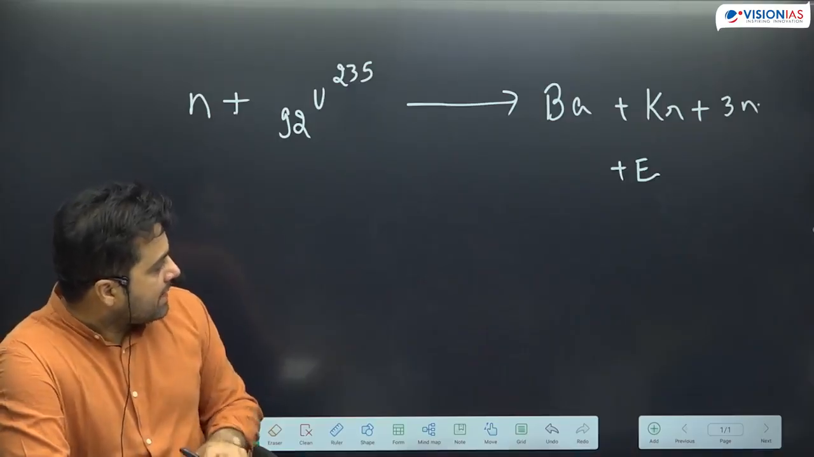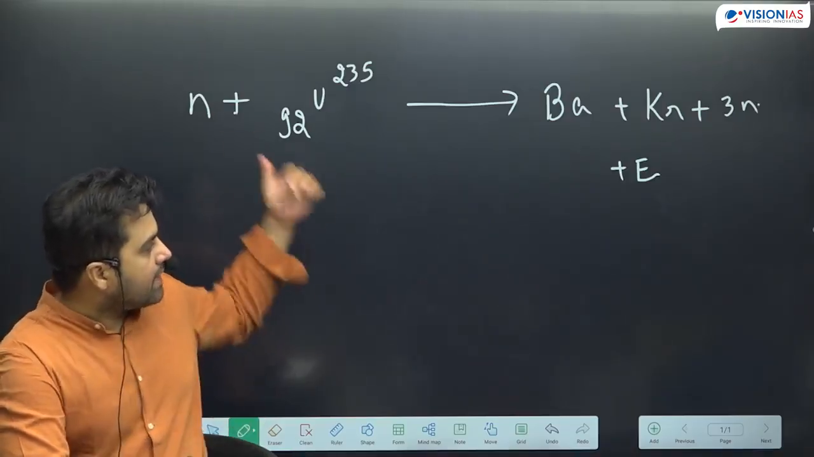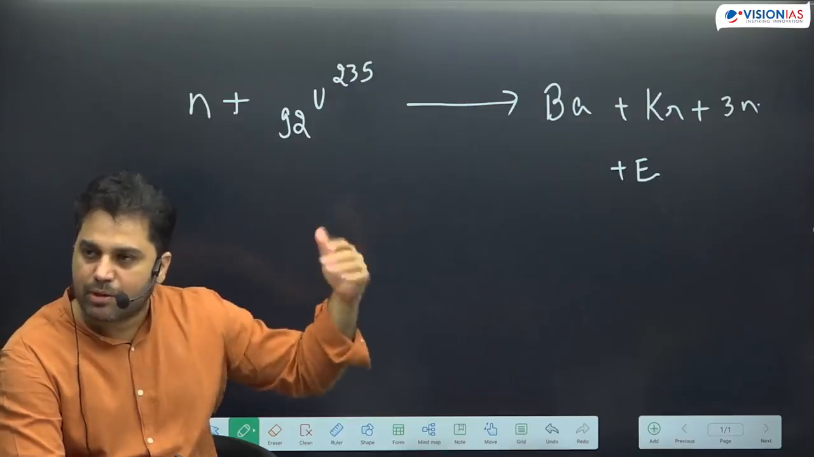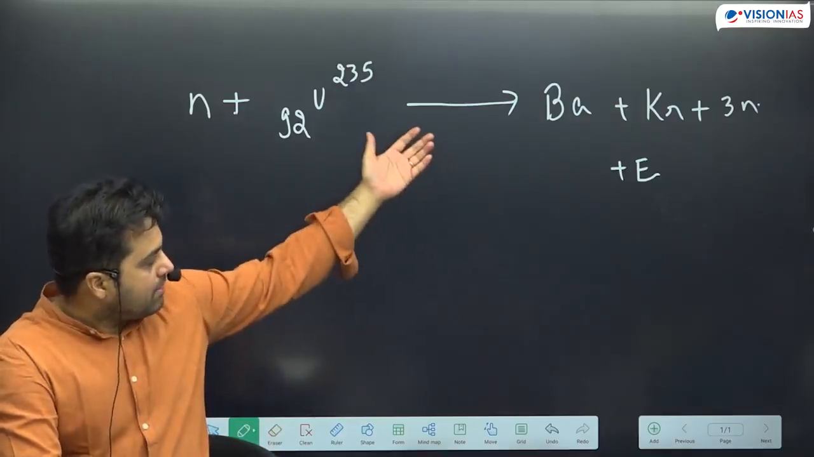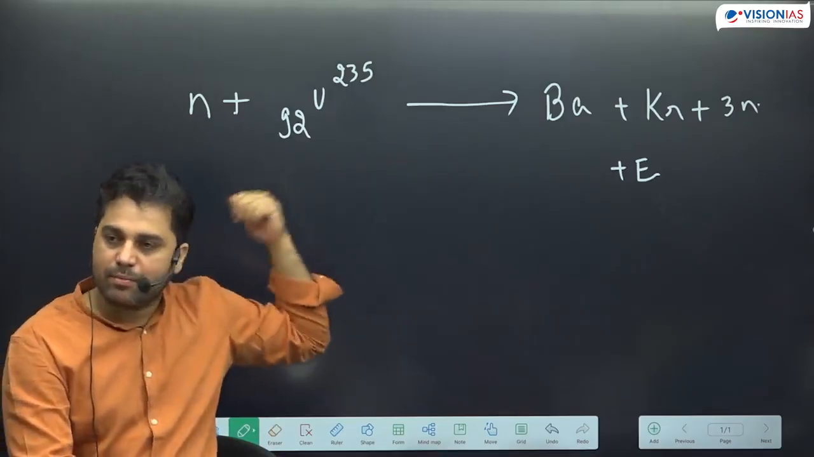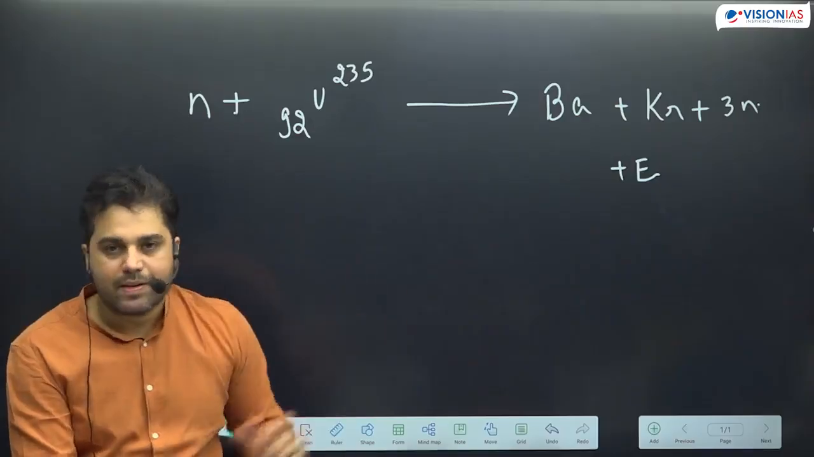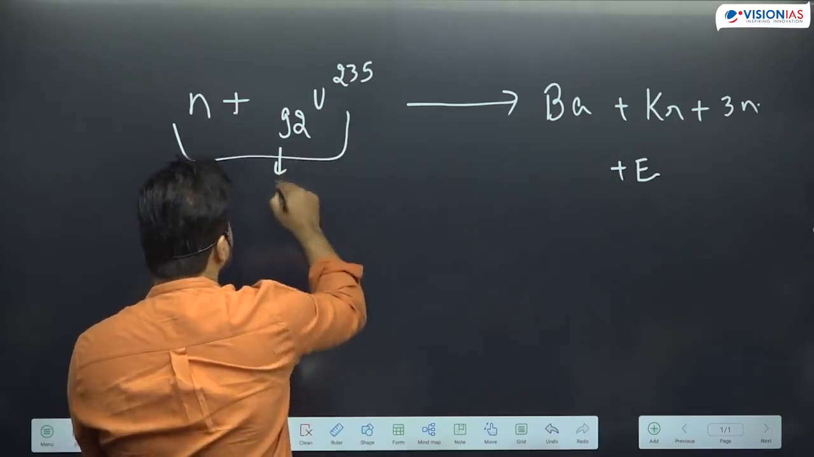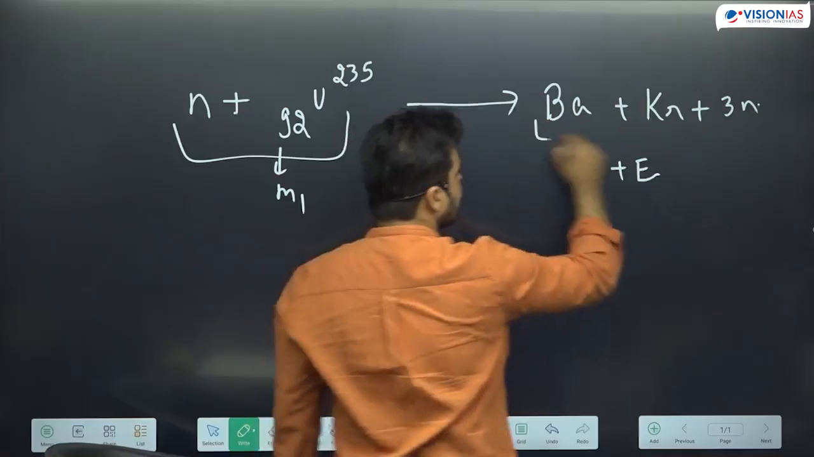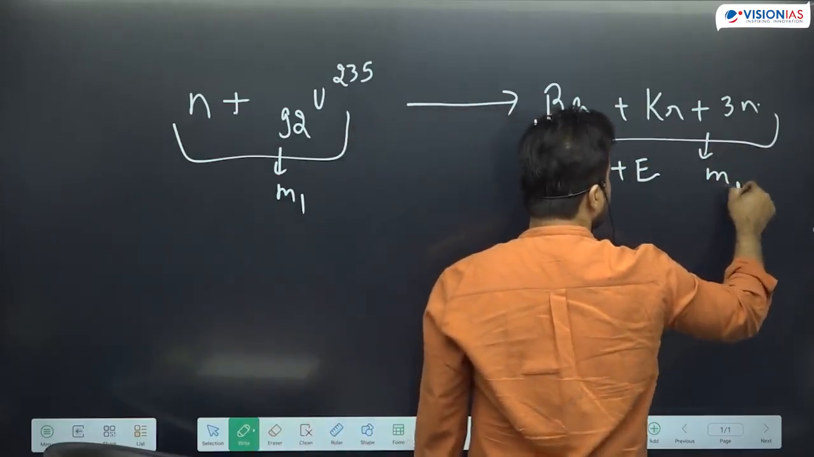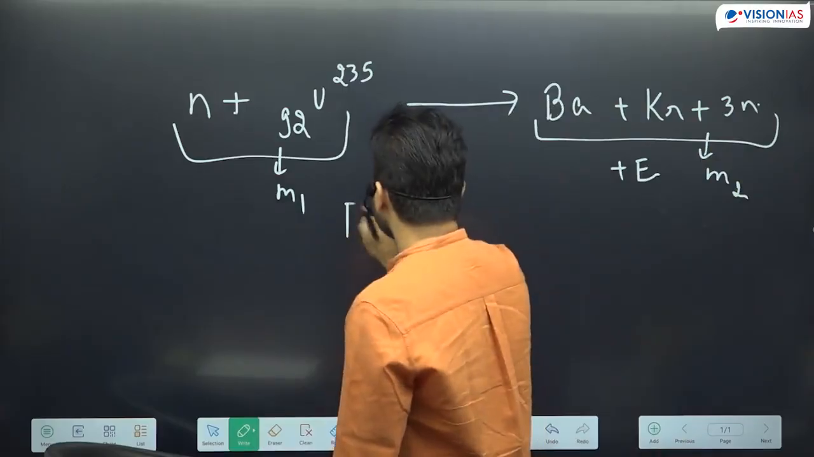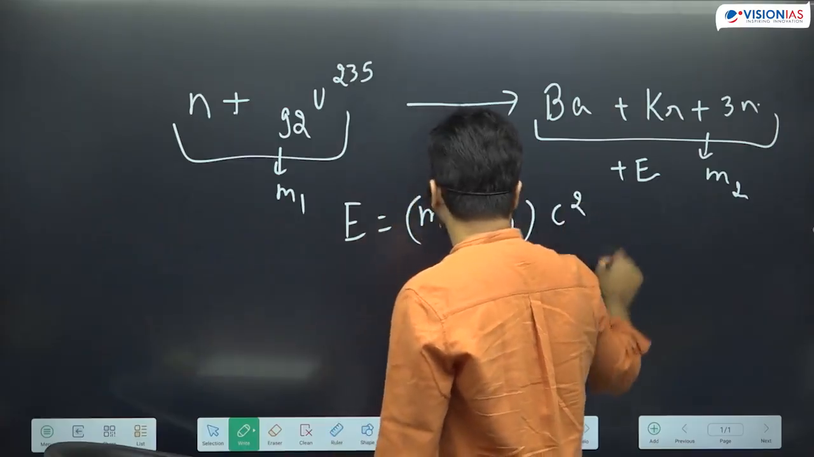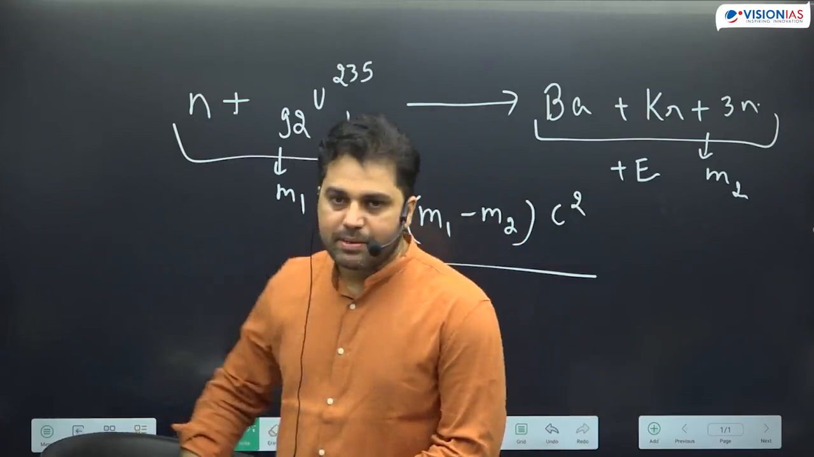One of the most interesting things which happens in this reaction is that I started with 1 neutron, but on an average I can get 3 neutrons. On an average 2.7, so sometimes 2, but a lot of times 3. But I will get more neutrons than the amount I started with. A lot of energy will be produced, and that energy can easily be calculated, because if I take this mass m1 and this mass m2, then m1 and m2 will not be equal to each other. The energy can be calculated as m1 minus m2 multiplied by c square. So this much amount of energy will be released.